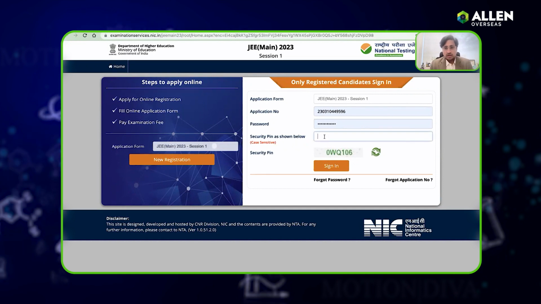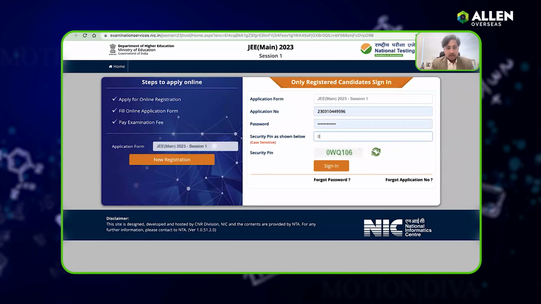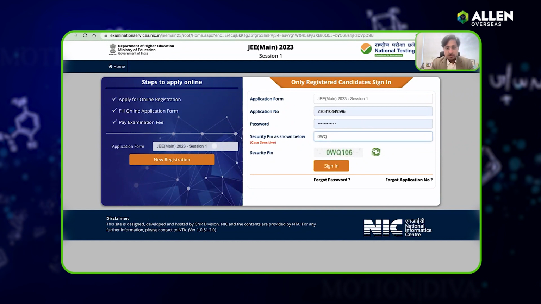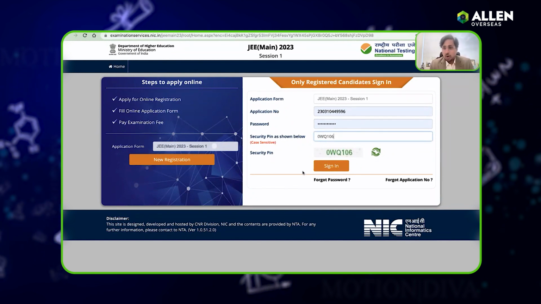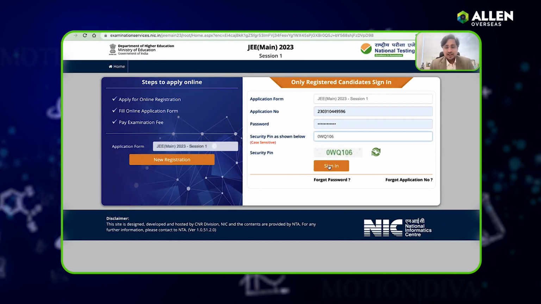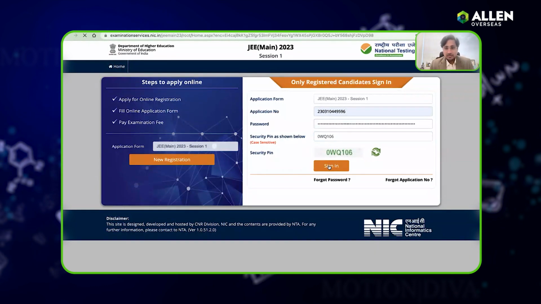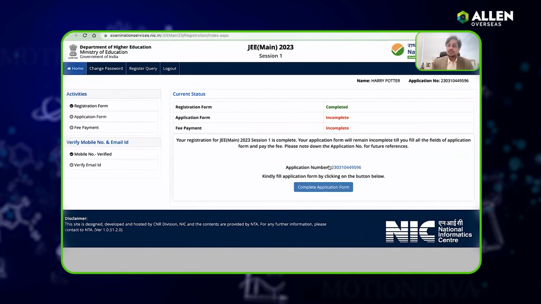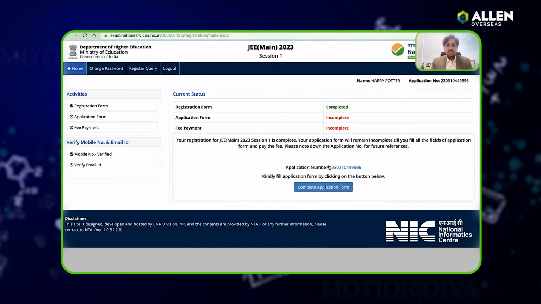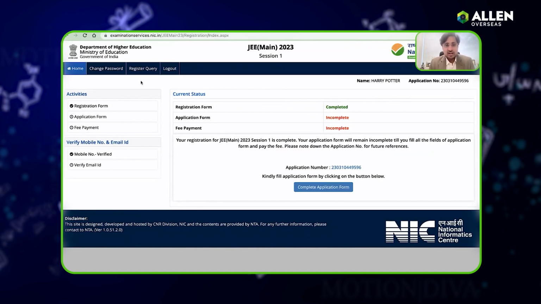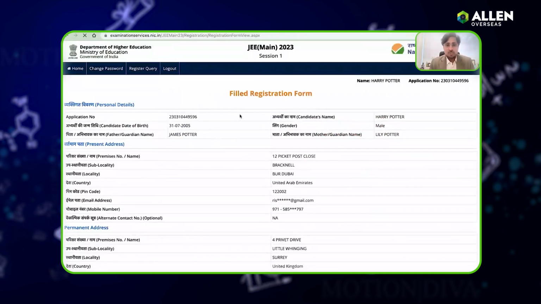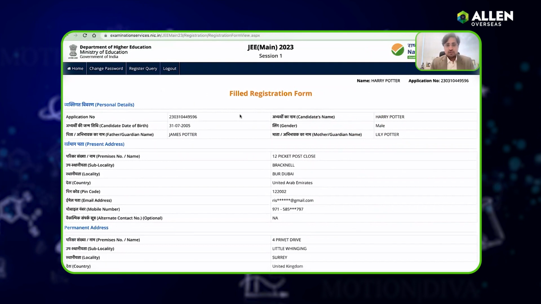Okay, so now let me share. I usually get very confused with this O and 0. I hope this is a very common problem. So here I am entering the security pin. Since I already registered, I have filled this registration form. As you can see, it mentions registration form completed. I can show you the registration form also. So this is the filled registration form.